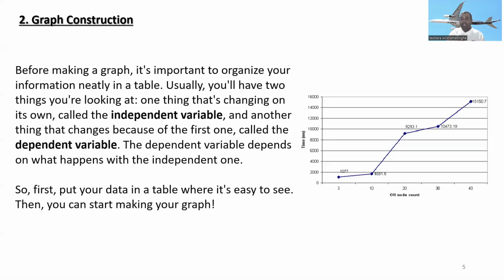Another thing is changing because of the first one. This is called the dependent variable. The dependent variable depends on what happens with the independent one. Remember this: there are two, independent and dependent, and the dependent depends on what happens with the independent one. So first, put your data into a table where it is easy to see, then you can start making your graph.